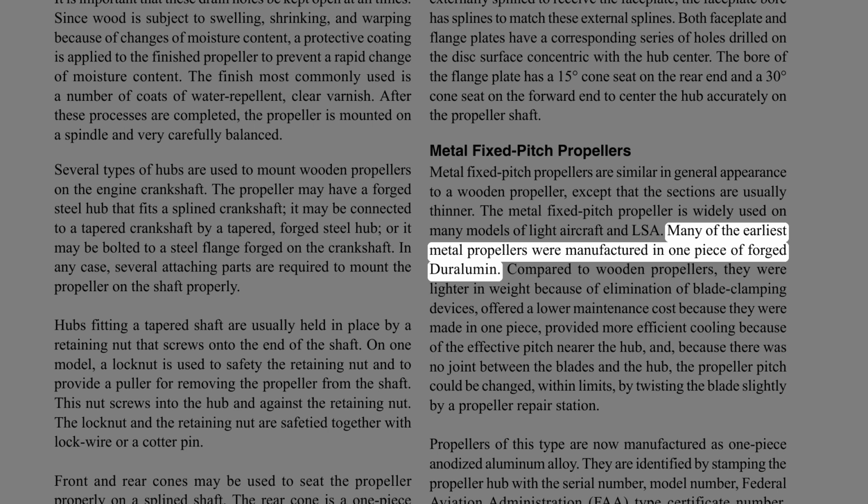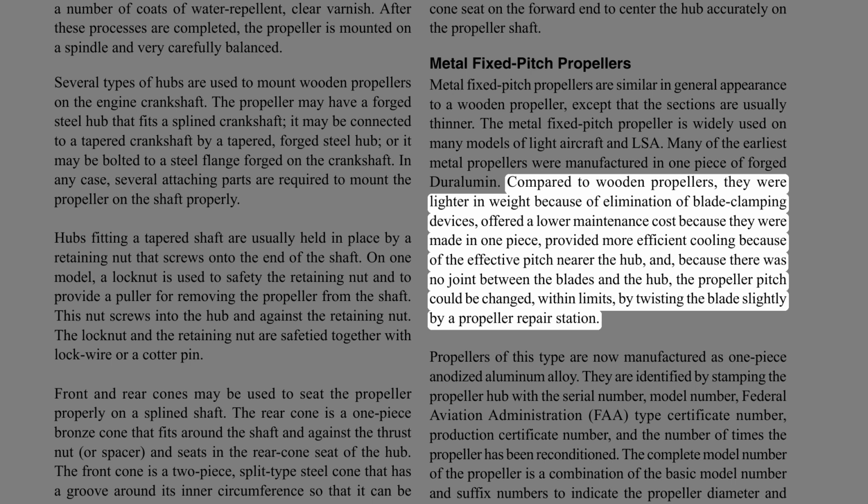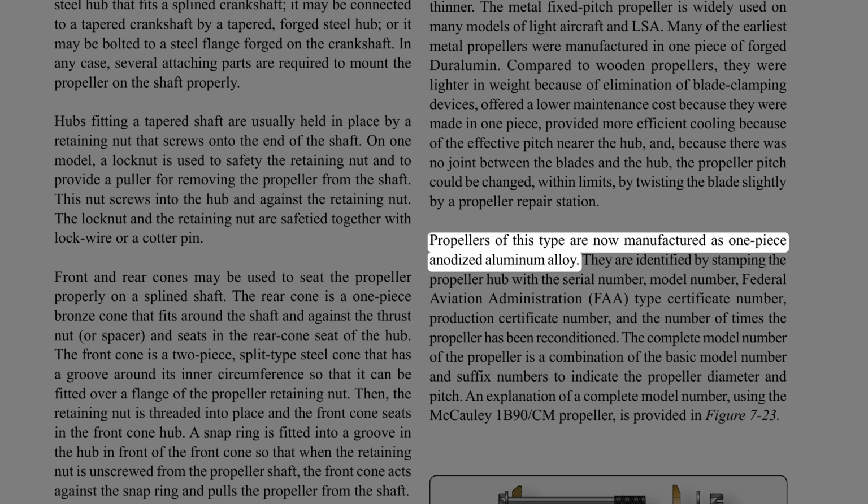Many of the earliest metal propellers were manufactured in one piece of forged duralumin. Compared to wooden propellers, they were lighter in weight because of elimination of blade clamping devices, offered a lower maintenance cost because they were made in one piece, provided more efficient cooling because of the effective pitch nearer the hub, and, because there was no joint between the blades and the hub, the propeller pitch could be changed, within limits, by twisting the blades slightly by a propeller repair station. Propellers of this type are now manufactured as one-piece anodized aluminum alloy.